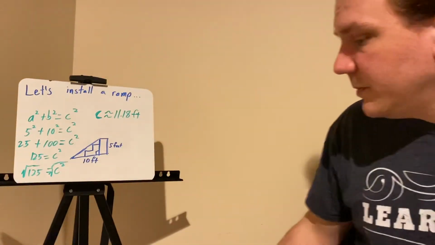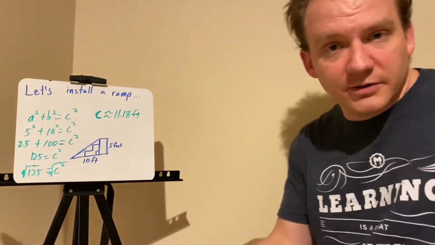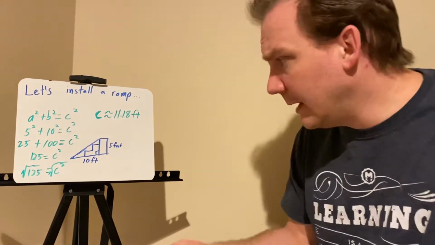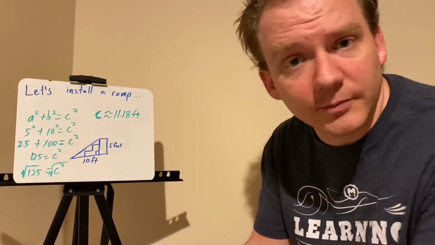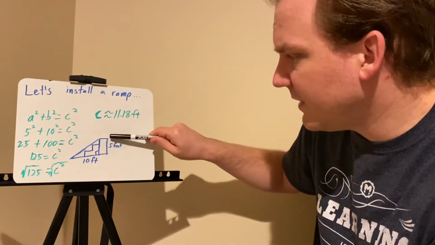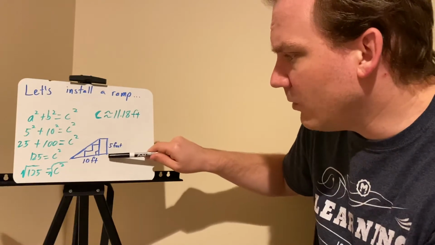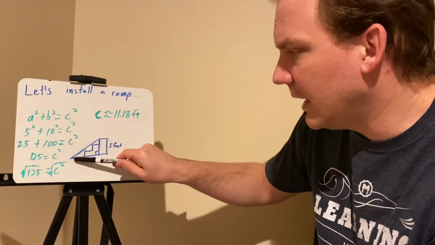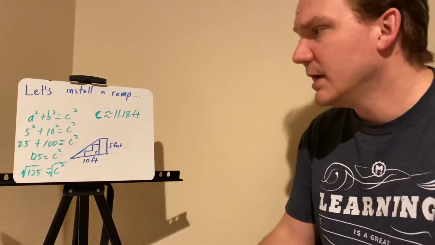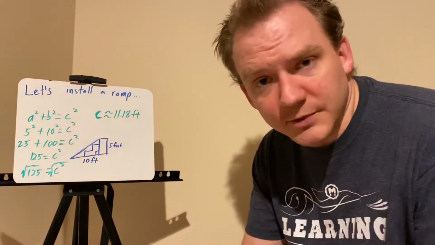Another way would be, say I'm installing a ramp. There's stairs. Maybe my grandmother's using a wheelchair now, so she needs ramps on the stairs outside her house or something. So let's install this ramp. The stairs are 5 feet high, and I want to be 10 feet away from the top of the top stair. I want to be 10 feet away. So how long of a ramp do I need to install?